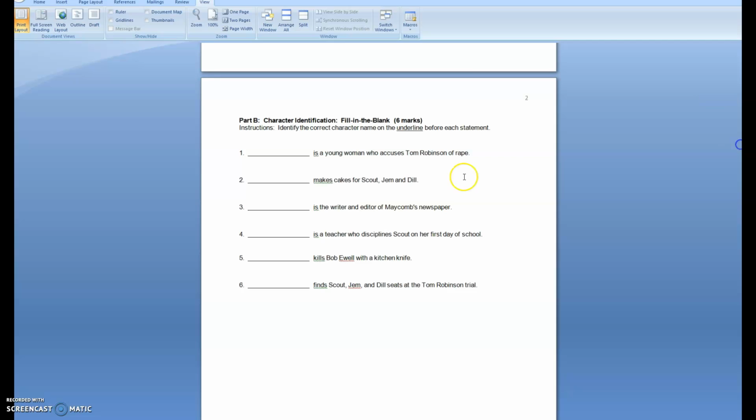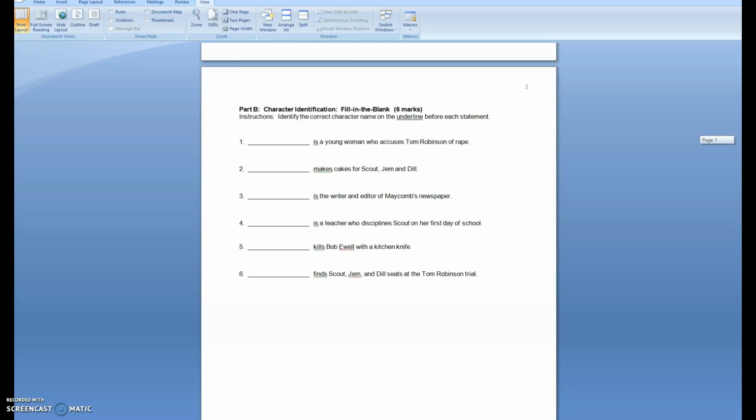The fill in the blank is going to look like this. I'm going to give you 1-sentence descriptions for 6 characters, and then you're just going to have to write in the blank the name of the character. So you'll have to know your characters.